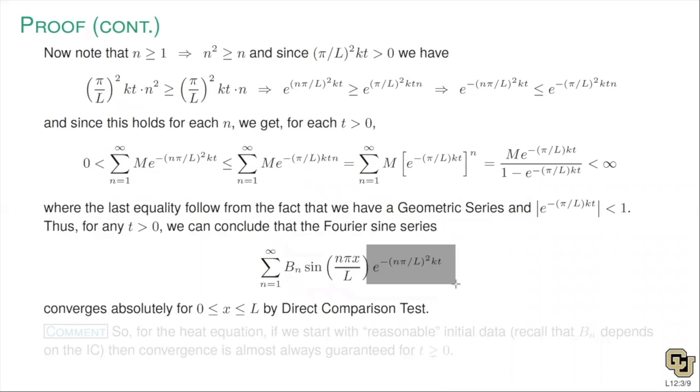Yes, okay. And in the Fourier series theory, we know from Dirichlet's theorem, if B sub n is well behaved, then that'll converge. Okay, cool.